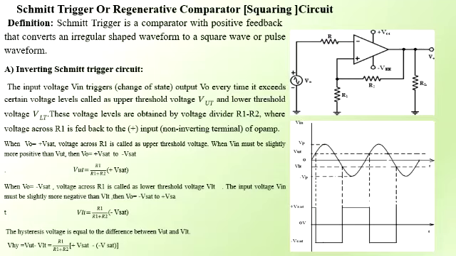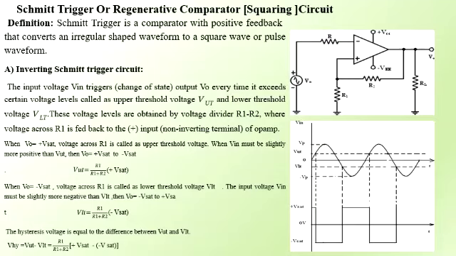Because of this advantage, we start with the Schmitt trigger. The definition of the Schmitt trigger is a comparator with positive feedback that converts an irregular shape to a square wave. Irregular shape means any kind of waveform can be converted to a square wave. Let us start with the inverting Schmitt trigger circuit. I will explain the Schmitt trigger circuit as well as the input and output waveforms.